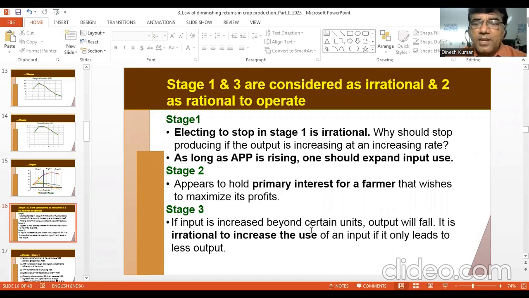Then if input is increased beyond certain units, output will fall. In stage 3, you will see output will start falling. It is irrational to increase the use of an input if it only leads to less output, because in stage 3, your total product will start falling.